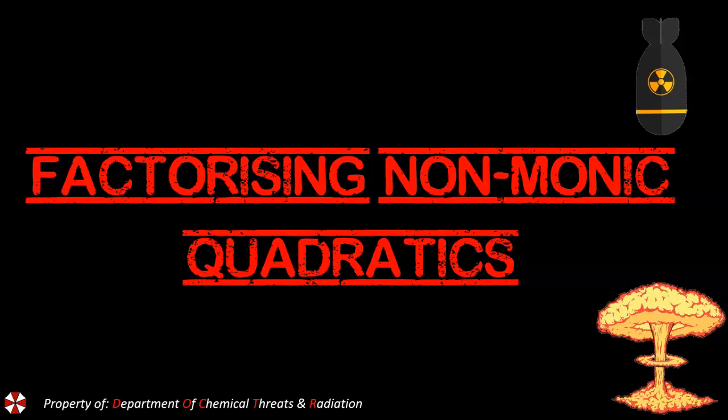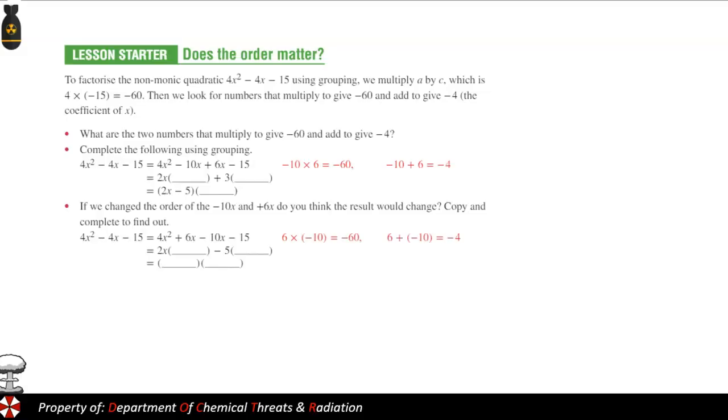That kind of looks like some of the harder examples we saw last lesson, but we're going to look at some strategies. So the first step is a bit of a lesson starter. We're going to look at, does the order of process matter? Say we've got the non-monic quadratic 4x squared minus 4x minus 15.